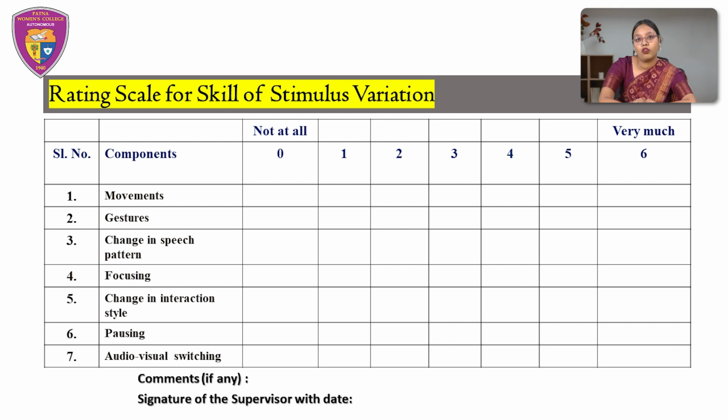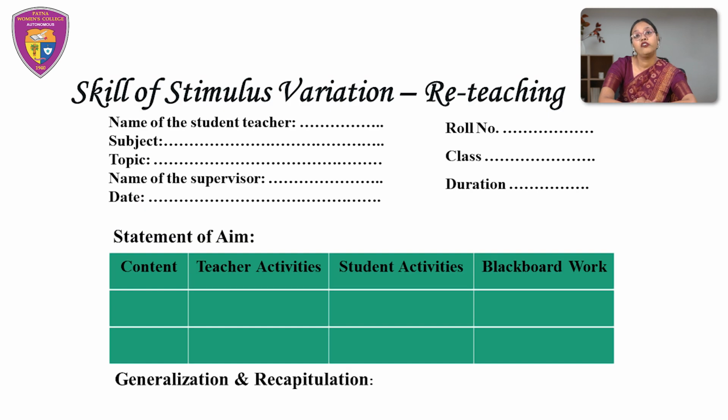Judgments have to be given on this 7-point scale for the components of this skill. Indicate the extent of acquisition of various aspects of this skill by putting a tick in the box. The points on the scale indicate the following: 0 for extremely weak, 1 for very weak, 2 for weak, 3 for average, 4 for good, 5 for very good, and 6 for excellent. In reteaching, the same format is used.